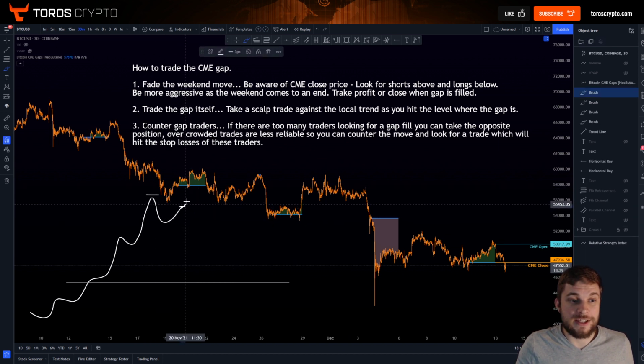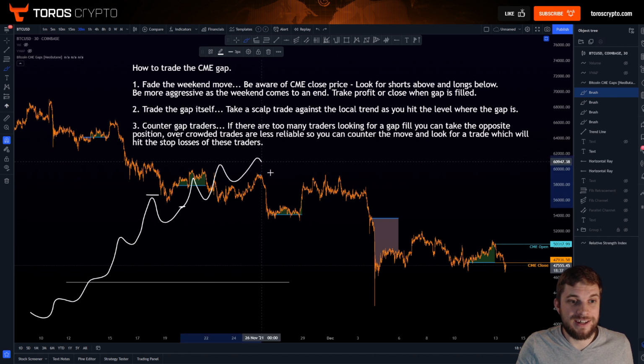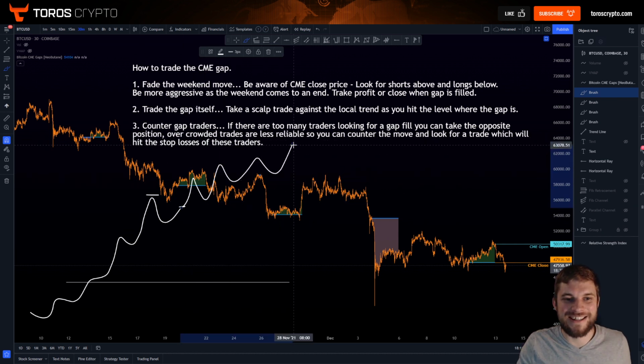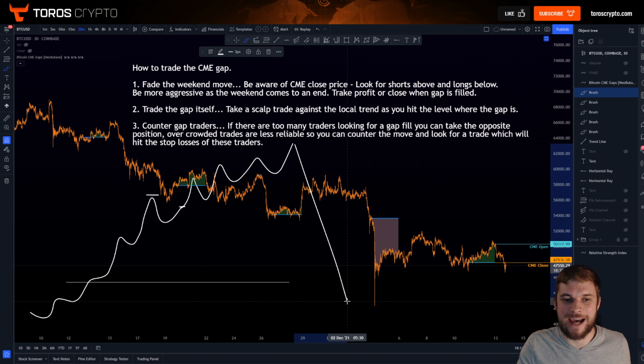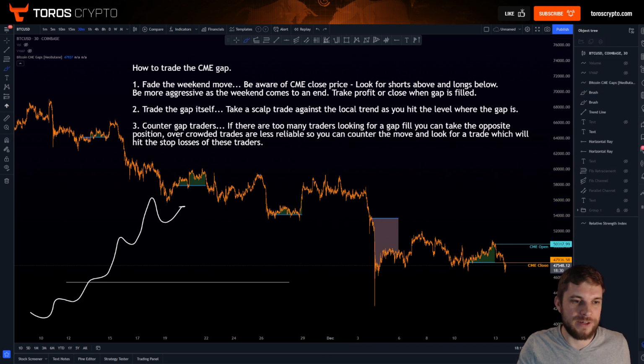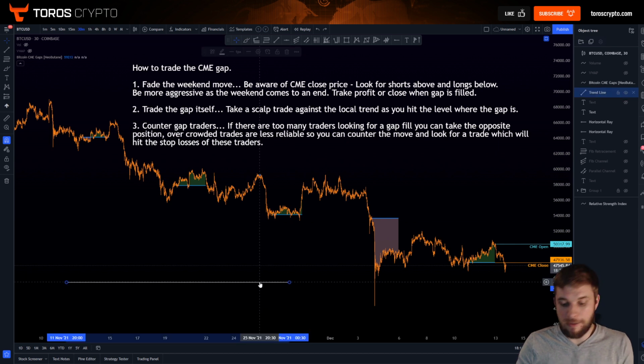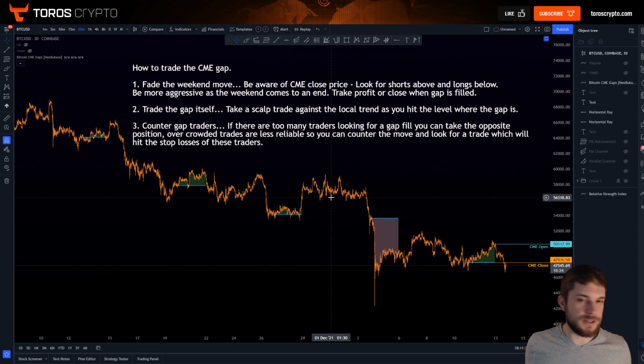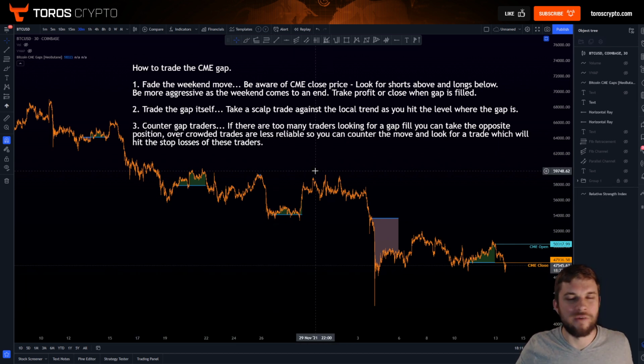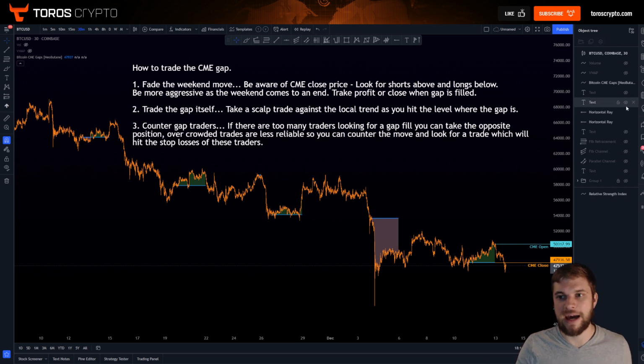And the other thing is that sometimes you could just continue higher and higher until a point where no one's really looking at this gap, and then eventually it does come back and fill. Okay, so those are really the three main methods that I use for trading these gaps. But of course, it's always used in confluence with other trading strategies that I do have.